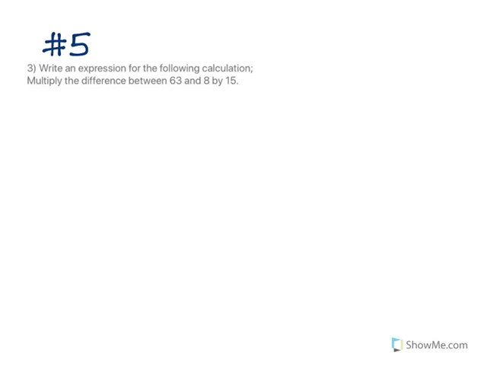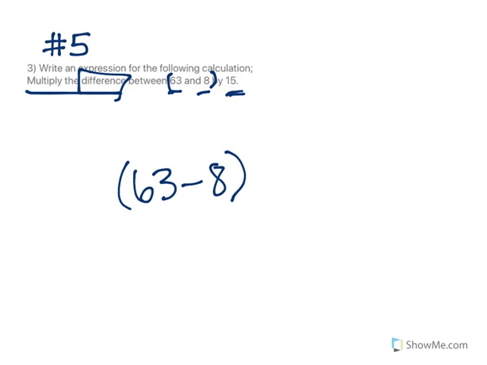So question number 3 is to write an expression for the following calculation. It says to multiply the difference between 63 and 8 by 15. So we need to find the difference between these two numbers and then multiply by 15. So again, when we're finding the difference, we're subtracting. So we know that we're going to have to subtract 8 from 63, and then we're going to have to multiply that by 15.